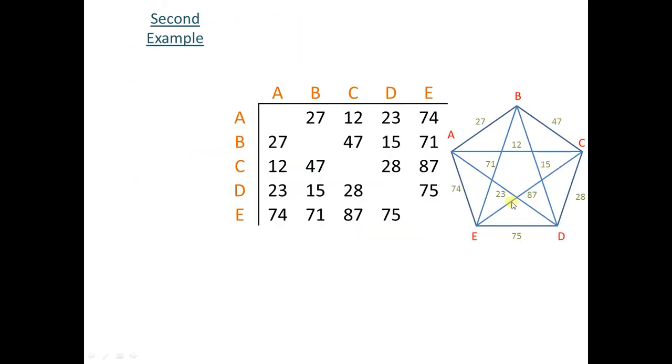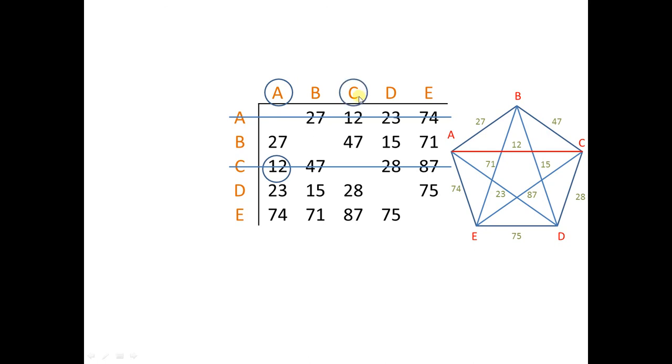Let's try this example. Start with row A. Cross out row A. Put a circle at the top, because I've just started with A. The smallest number in column A is a 12. Put a circle around the 12. Cross out the row that it's in. I've just crossed out row C, so put a circle around the C at the top.